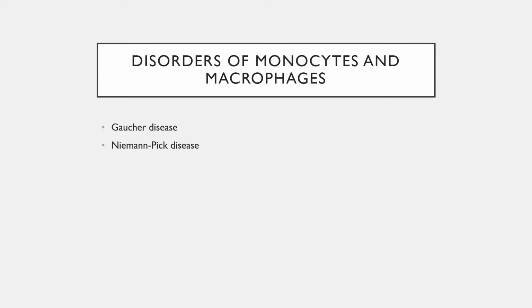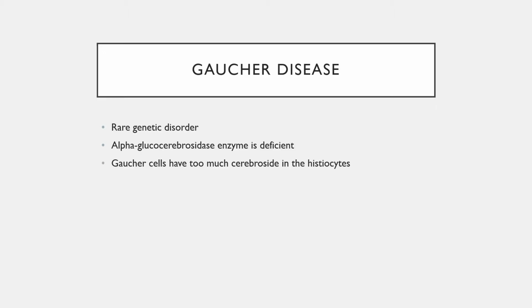Then we have the disorders of monocytes and macrophages, and this would include Gaucher's disease, which is a genetic disease in the Jewish population. And we have Niemann-Pick disease, where there is an enzyme known as sphingomyelinase that is absent or very decreased. So in Gaucher disease, like I said, this is a rare genetic disorder. Usually it is found in people of Jewish descent. And these folks are lacking an enzyme known as glucocerebrosidase, and that is very deficient in these patients.